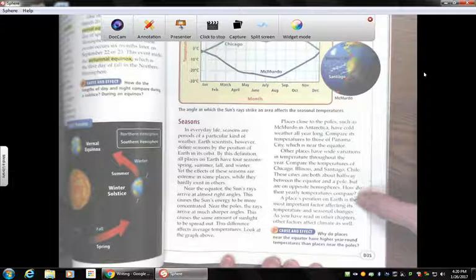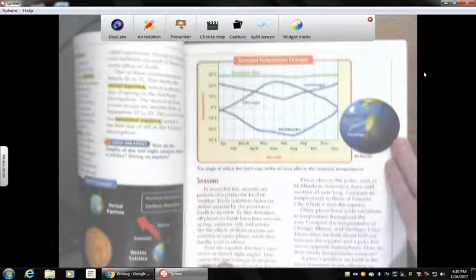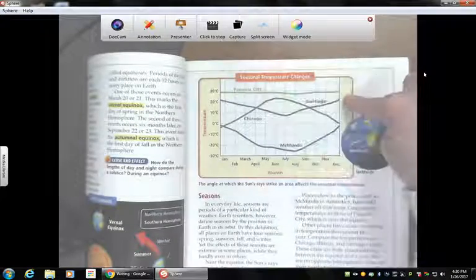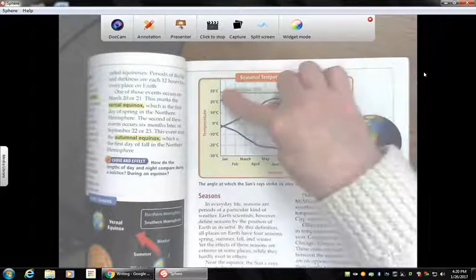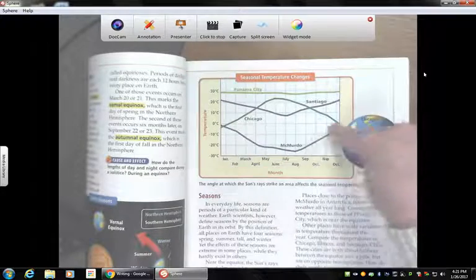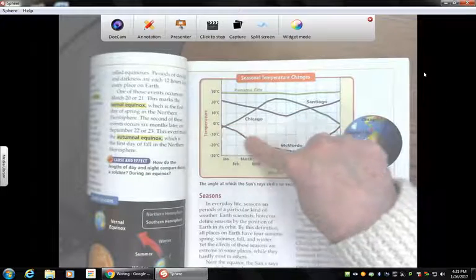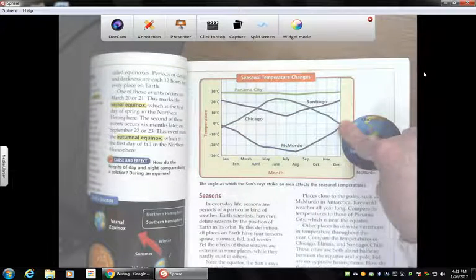A place's position on Earth is the most important factor affecting its temperature and seasonal changes. As you have read in other chapters, other factors affect climates as well. So what the chart is showing us is that Panama City, which is on the equator, basically has the same temperature all year long. McMurdo, which is in Antarctica, goes from cold to extremely cold, throughout the year.